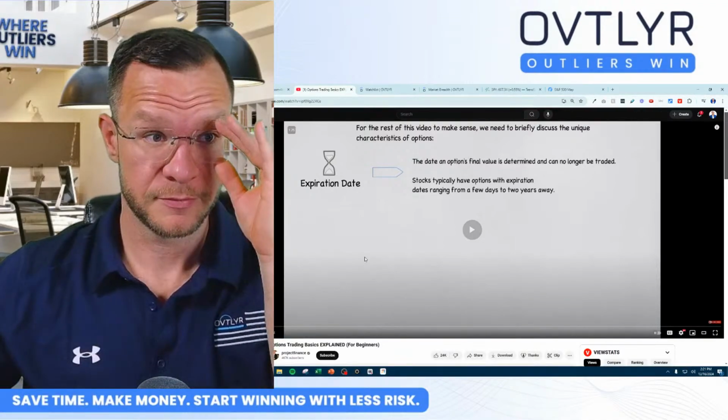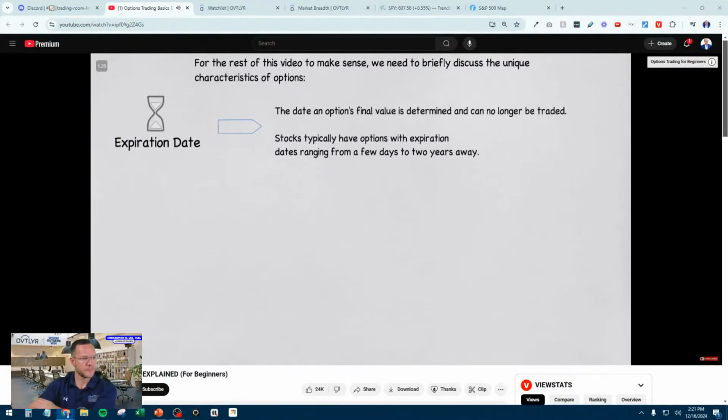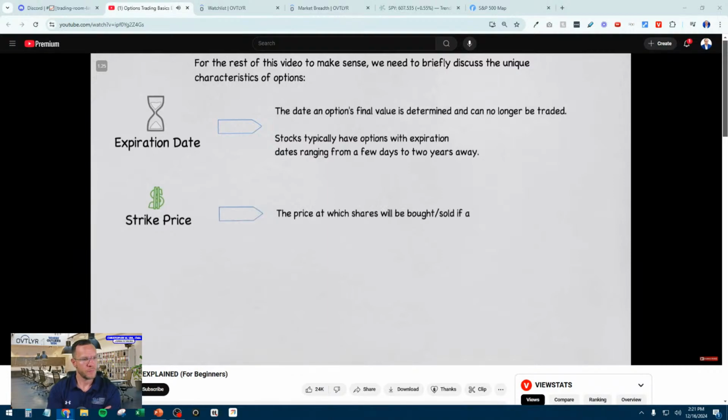Now, most stocks will have options that are expiring anywhere from a few days away to up to 2 years away. Now, the next unique characteristic of options is called a strike price, which is the price at which shares will be bought or sold if the option buyer exercises that option.